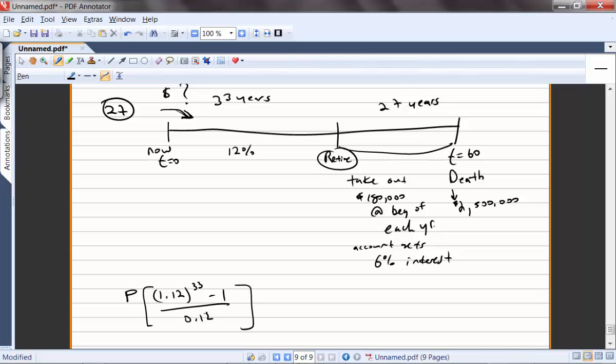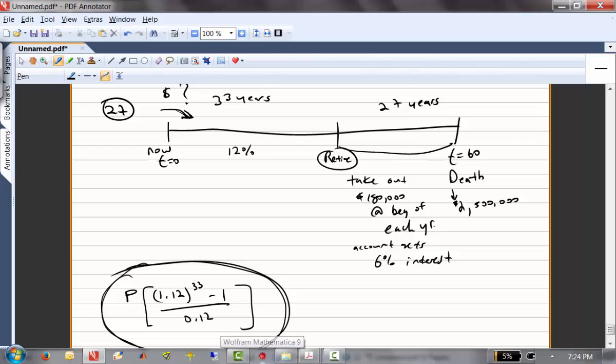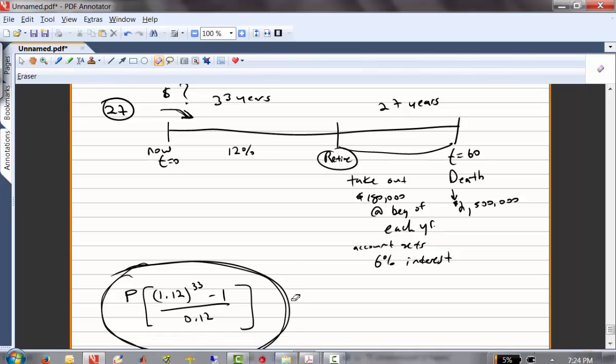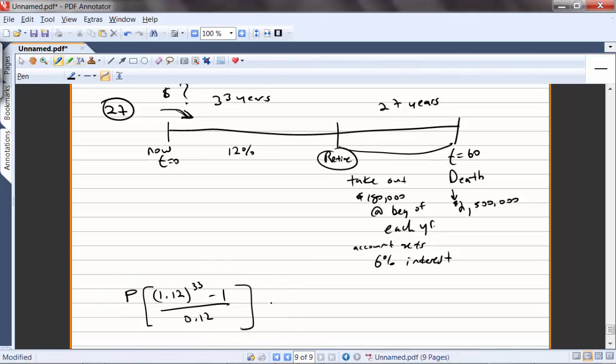Now, let's assume that we didn't take anything out once we retired. Now, what does this amount grow to when we die? This amount is what's sitting there once we retire. Remember, we take this amount out, put it into a different account, and we're making 6% on it every year. So this is just like a single amount that we take out once we retire and put into an account that makes 6%. So what's the future value of this amount once we die?